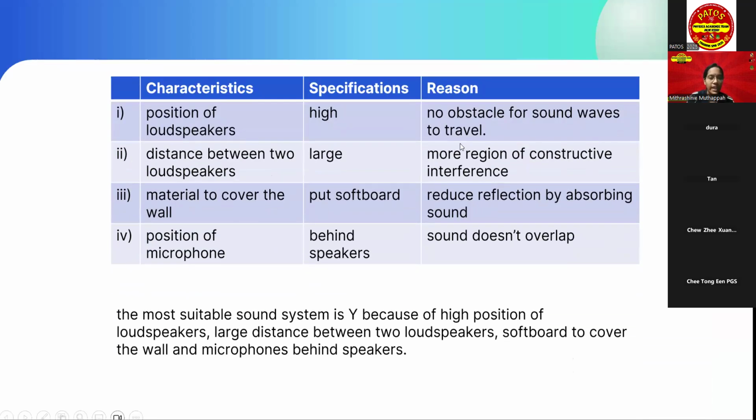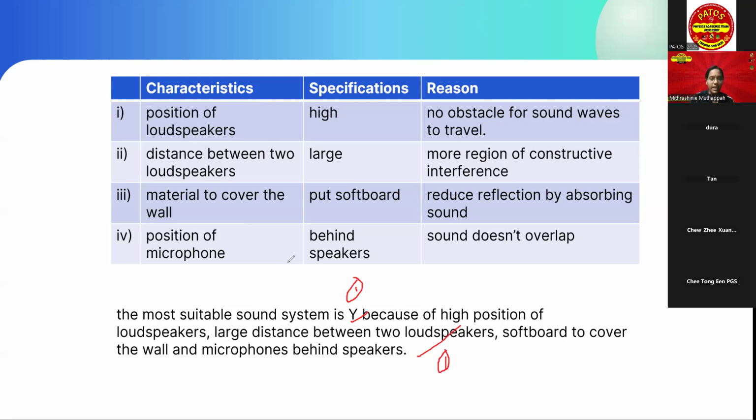Here, we have to state our choice first. The most suitable sound system is what? Because of all these, you have to conclude all the characteristics that we have stated here: high position of loudspeakers, large distance between the loudspeakers, soft board to cover the wall, and microphones behind the speakers. So when you state your choice, the most suitable sound system, you get 1 mark over here, and when you conclude all the characteristics, you get another mark over here.